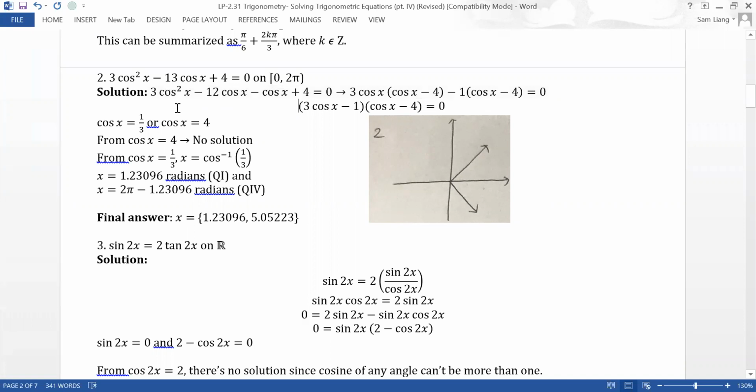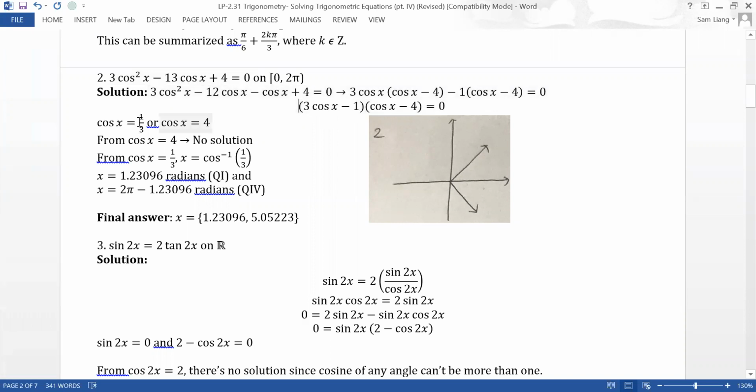If you're wondering how I got that, that's the AC method. As Sam mentioned, the quadratic coefficient is 3 here. So you do 3 times 4, which is 12, and you think of two numbers that multiply to 12 and add to -13. That would be -12 and -1. Okay, from there you can factor by grouping, and then you get this.